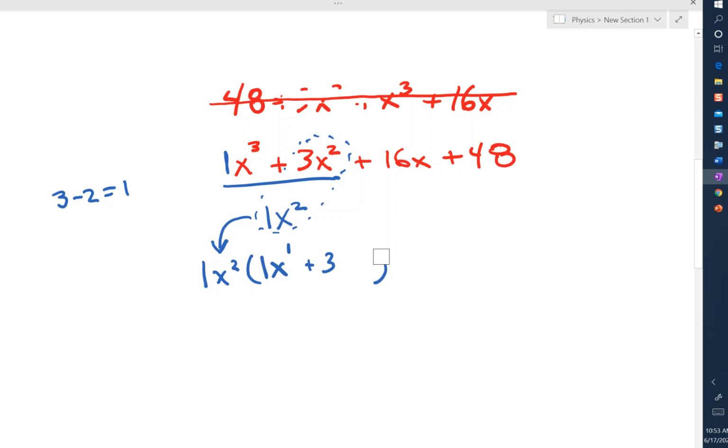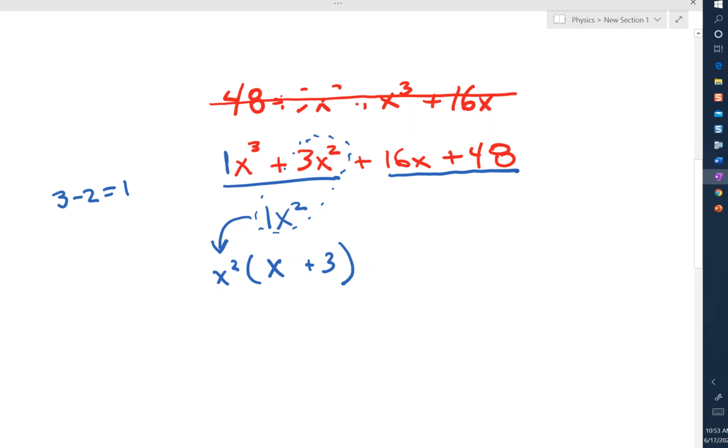And let me clean up the parentheses. I'll put it right here. And we usually don't write this as 1x to the 1. That's really just x, right? So how about we clean that up as well and call this x. And I don't always show a coefficient in front of 1. Now let's go to the next one.